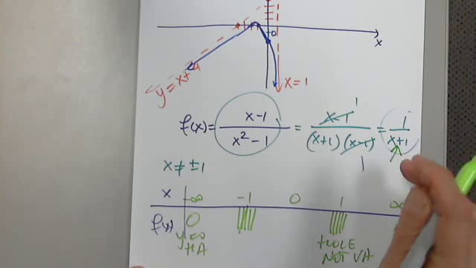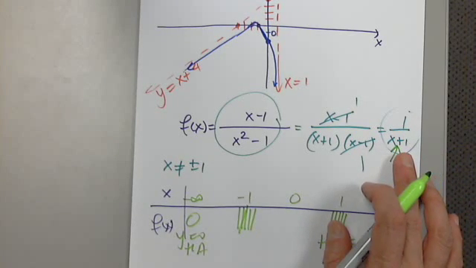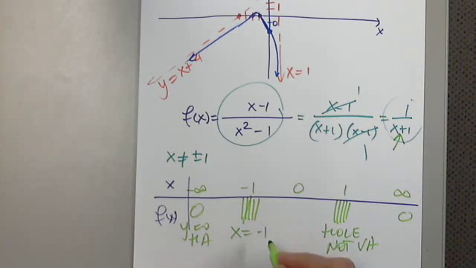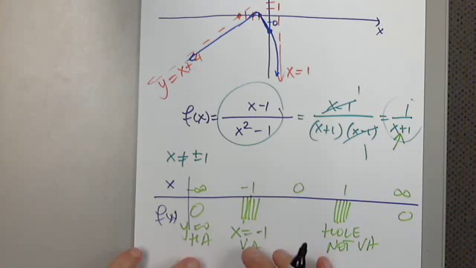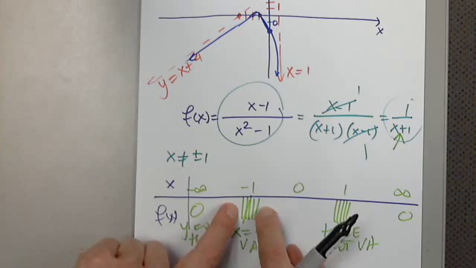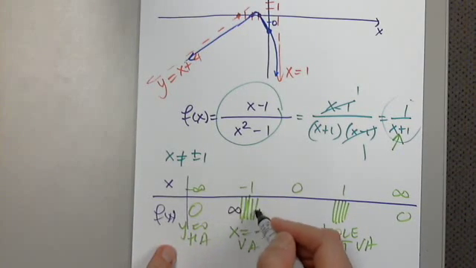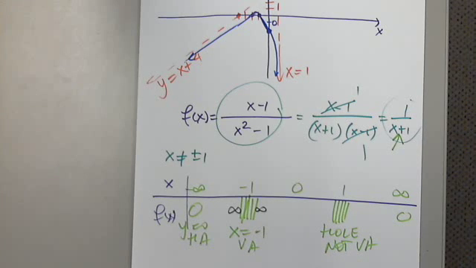The factor that stays, which is x plus 1, in other words, x equals negative 1, this can never be changed into anything but a VA. If the factor stays, it's a vertical asymptote. If the factor goes, it's a hole in the graph. So once we say VA, what do we write immediately, left and right? Perfect. I only have to identify which one, because I don't know the sign yet.